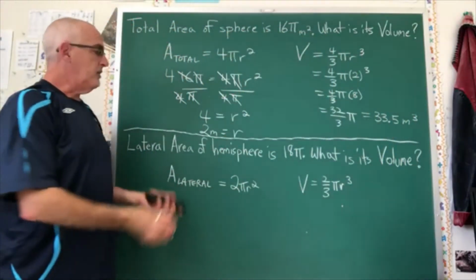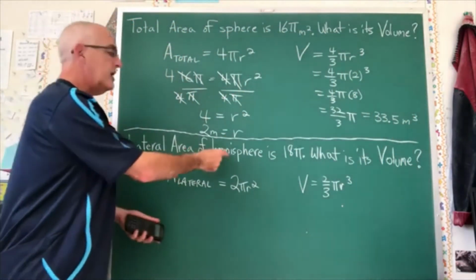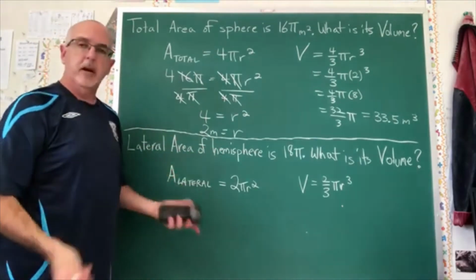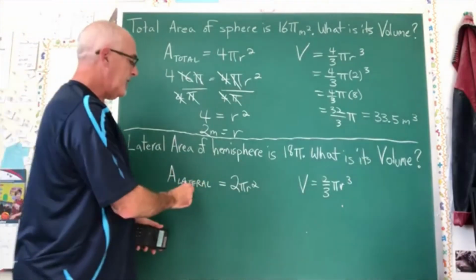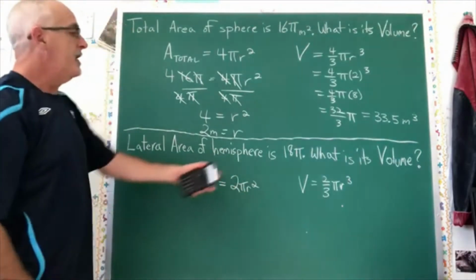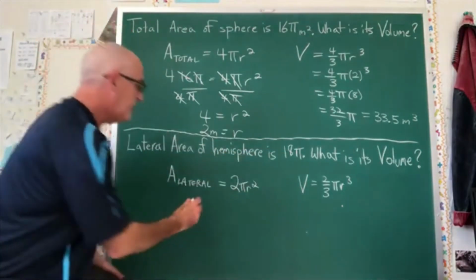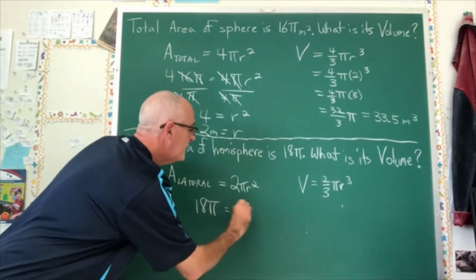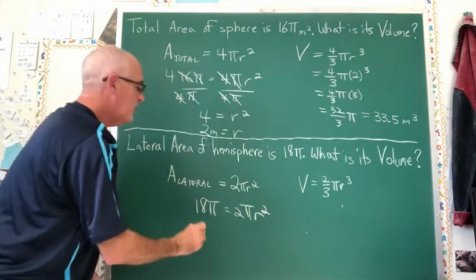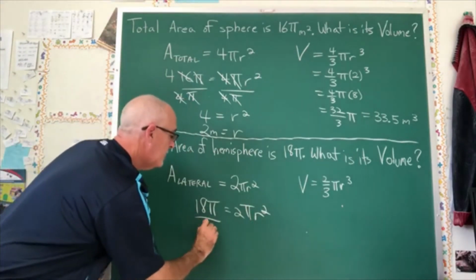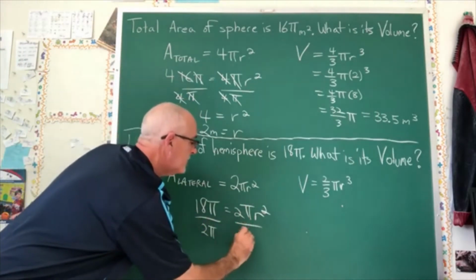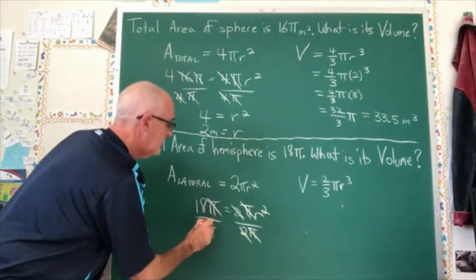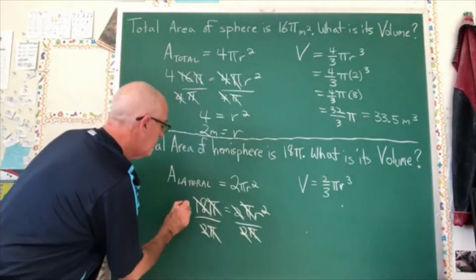Now the bottom problem is the same thing, except it is a hemisphere instead of a sphere. As we know, the lateral area, total area, doesn't matter. The area is the same. So we have area equals 2 pi r squared, and we know that that area is 18 pi. I'm going to divide both sides by 2 pi. I'm doing it all at once here. These 2's cancel, these pi's cancel, these pi's cancel, and 18 divided by 2 is 9.